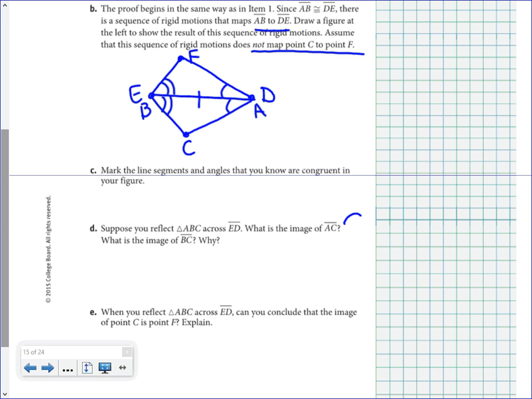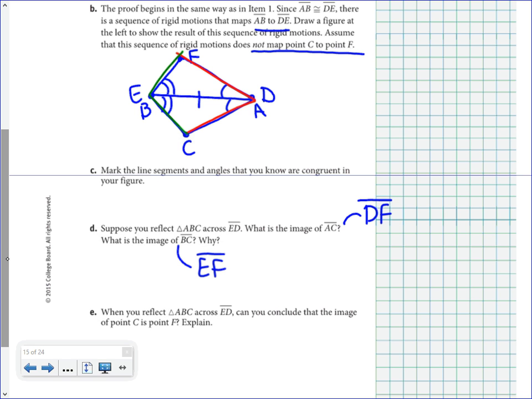Well, the image of AC is DF because ED is the angle bisector of angle CDF. Likewise, the image of BC is EF, and that's because ED is the angle bisector of CEF. So very similar to what we were just looking at in the previous one. So when we reflect triangle ABC across ED, can we conclude that the image of point C is point F?